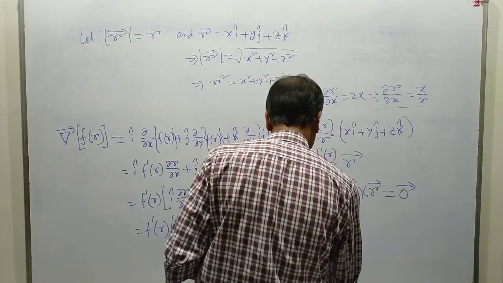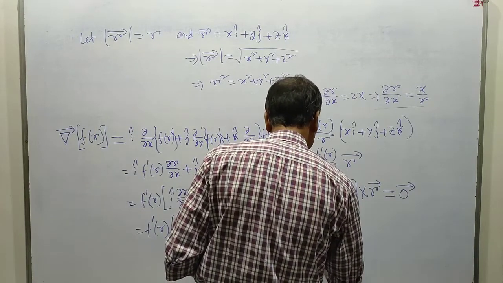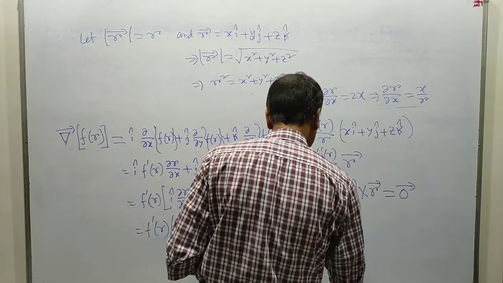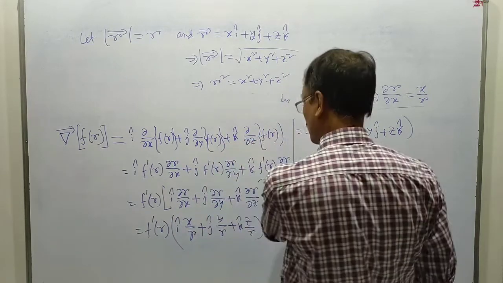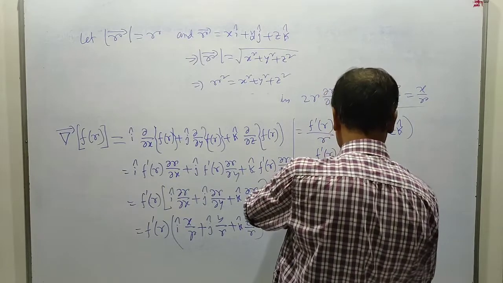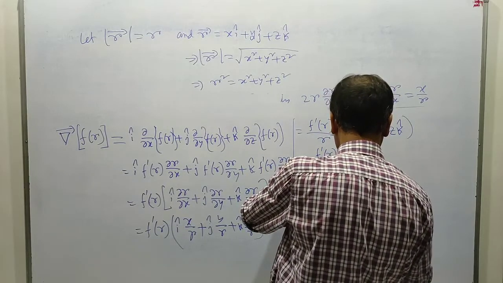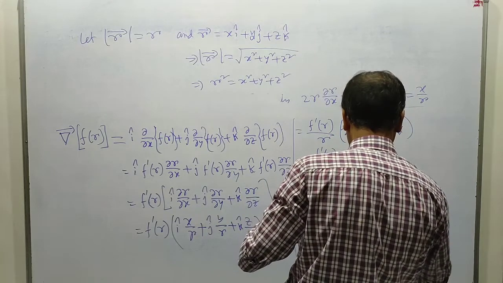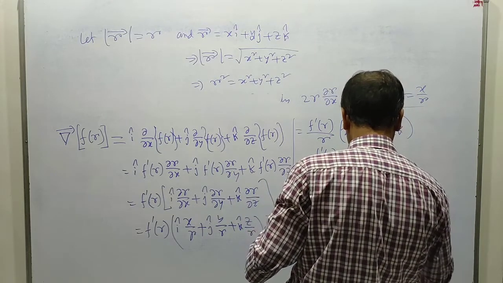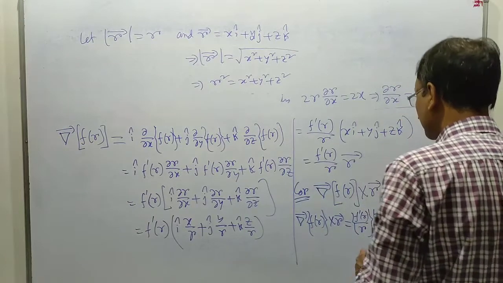Now, gradient of f(R) cross R vector equal to f dash R by R, R vector cross R vector. You may write like this.